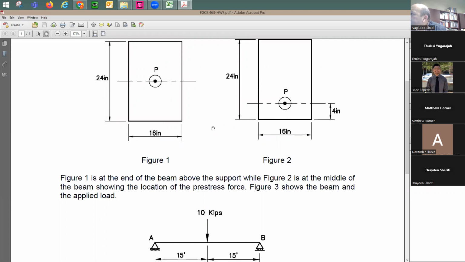Alexander, Flores, can you help me with this? Alex, which section do you think this is? Is this section here at the middle of the span or at the support? This one. What do you expect? Middle. So this one is the middle? Or this one's going to be the middle?